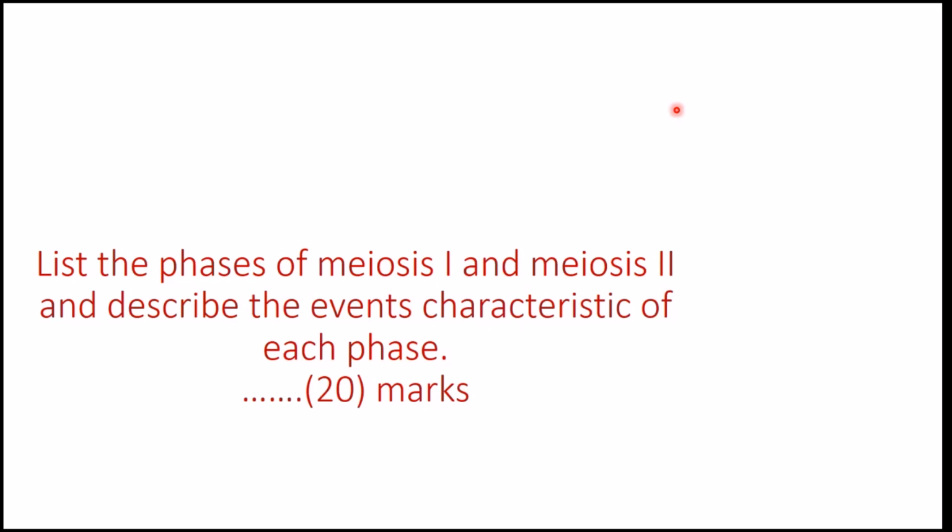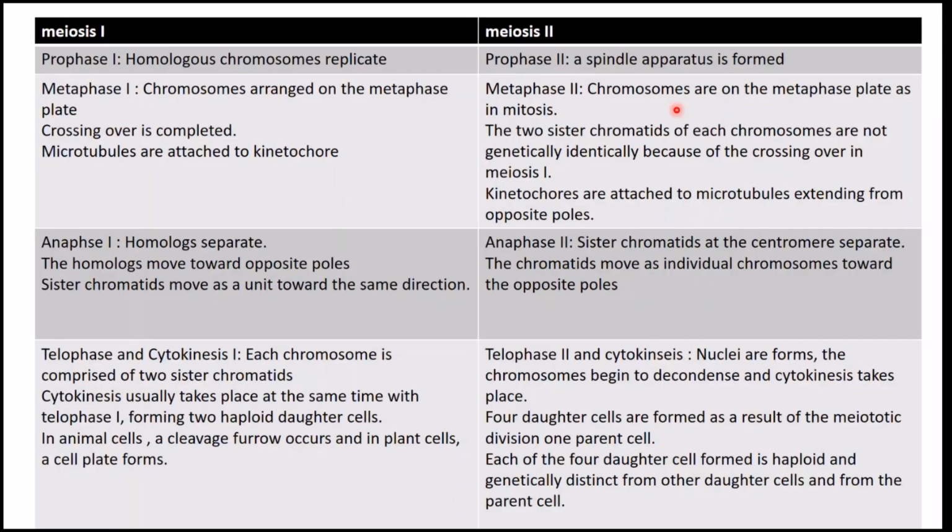List the phases of meiosis 1 and meiosis 2, and describe the events characteristic of each. But can you list them? Don't worry about description. So here in meiosis 1 and meiosis 2, we have prophase 1, where homologous chromosomes replicate. Prophase 2 is where the spindle apparatus is formed. Metaphase 1 is where chromosomes are arranged on the metaphase plate, and crossing over is completed.